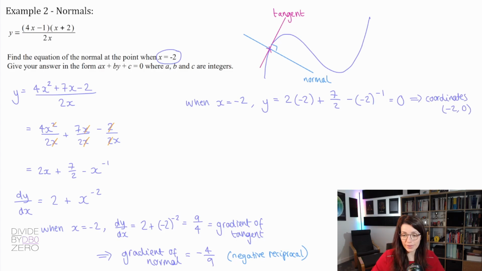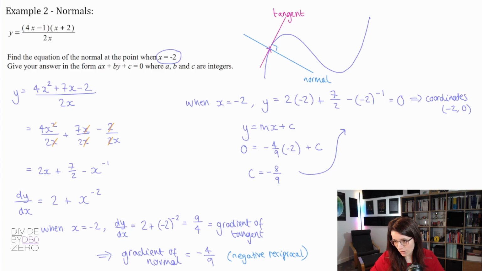Now we can find the equation of our straight line, again using whichever method you prefer. I'm going to use y equals mx plus c. I'm going to sub all of my values in, so 0 for y, m was minus 4 over 9, x was minus 2, and c is what we're trying to find. c works out to be negative 8 over 9. Going to put that all together now. So y equals minus 4 over 9 x minus 8 over 9.